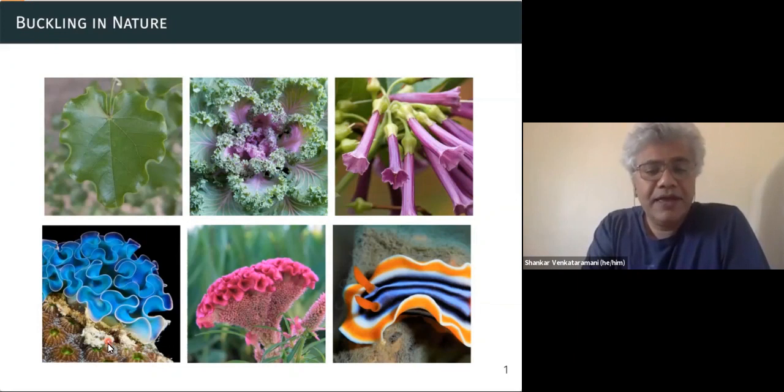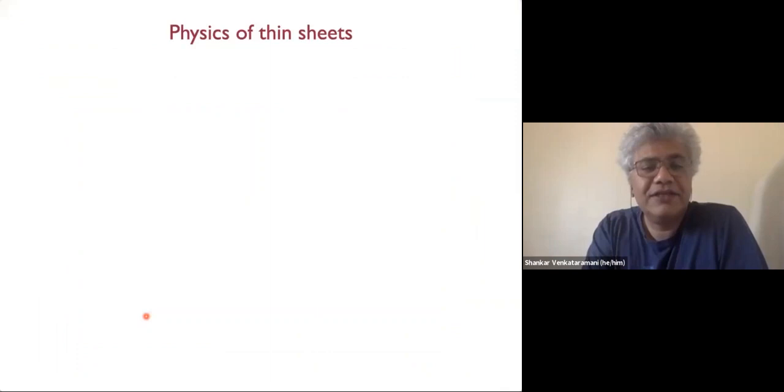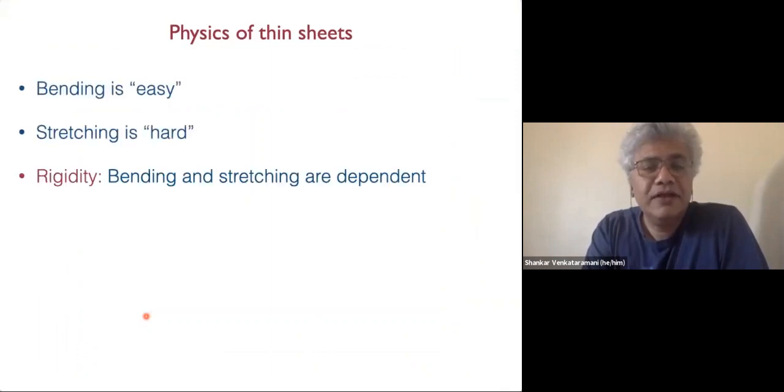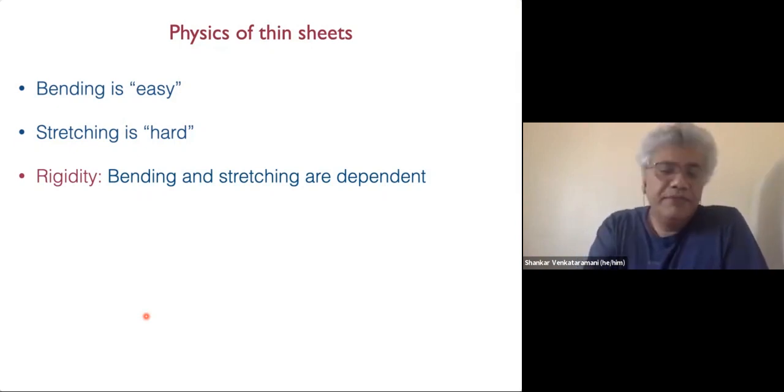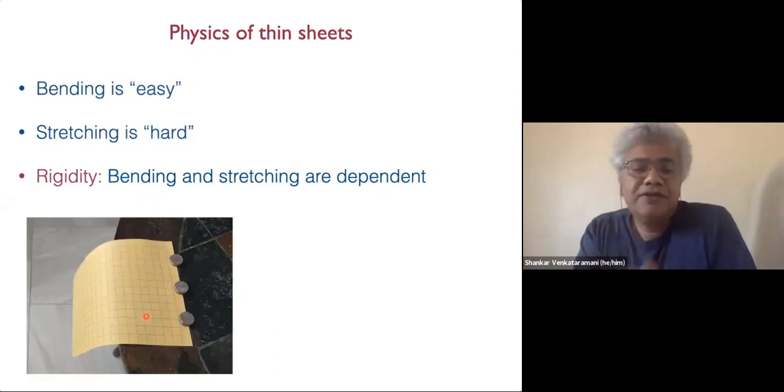Where do these things come from? It's surprising maybe, but we can actually say something useful about this. These are thin objects, and the physics of thin sheets is just a few simple principles. If you take a sheet of paper, it's very easy to bend it. So this is just a sheet of paper over an edge, and it falls under gravity. It's very hard to stretch a sheet of paper, and this is also true for thin sheets. It's much harder to stretch them compared to bending them.